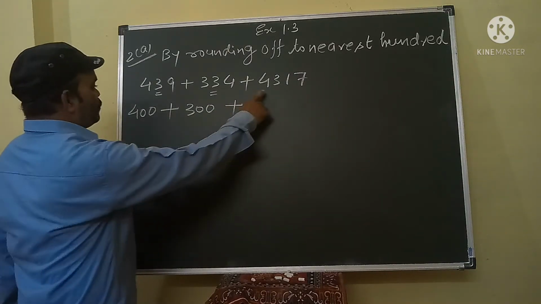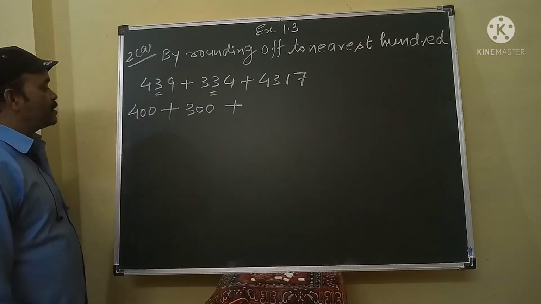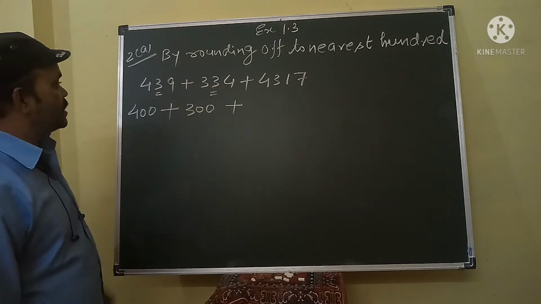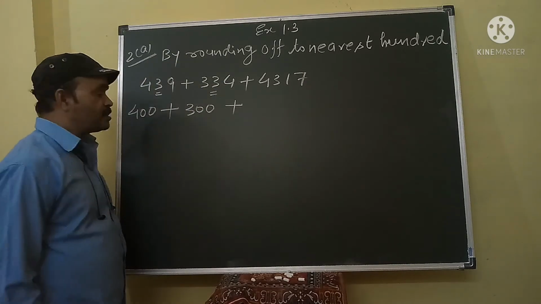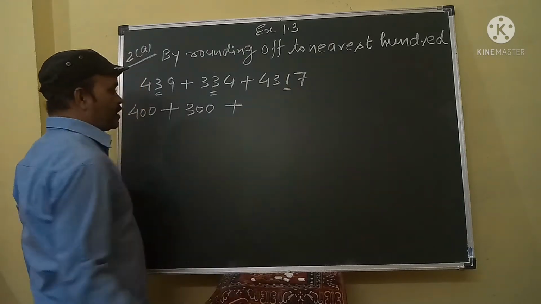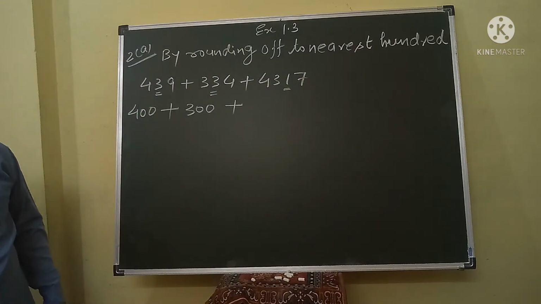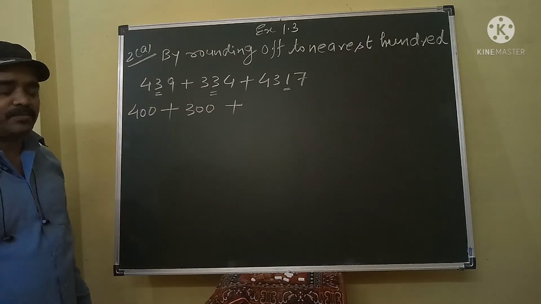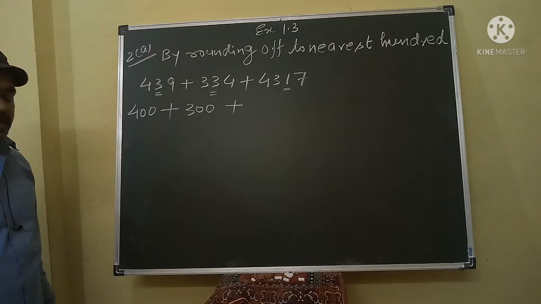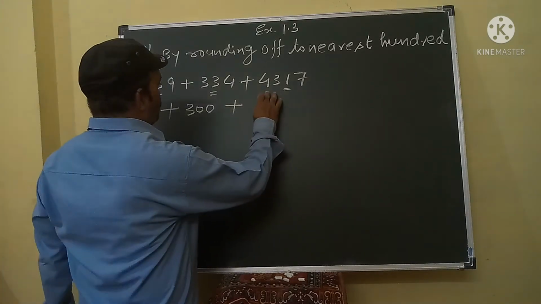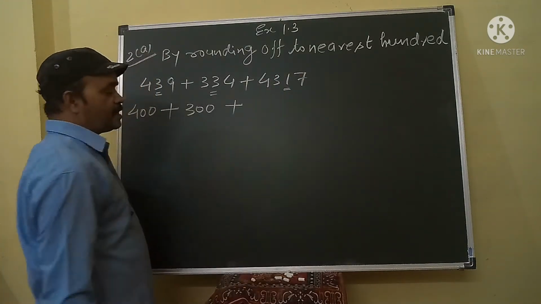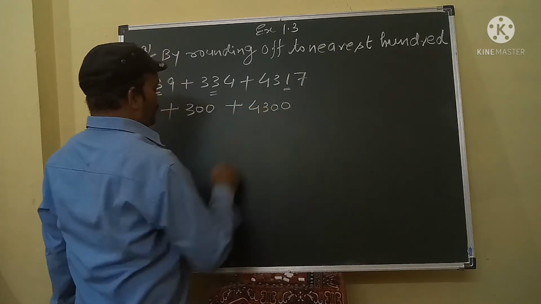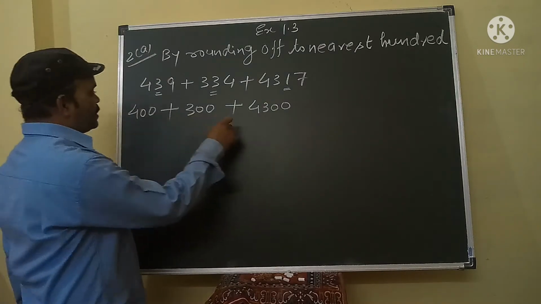And in 4317, by rounding off to the nearest 100, you find the tens place value. The tens place value is 1. So what will you do? 1 is less than 5. So rounding off 4317 will be 4300. Okay.